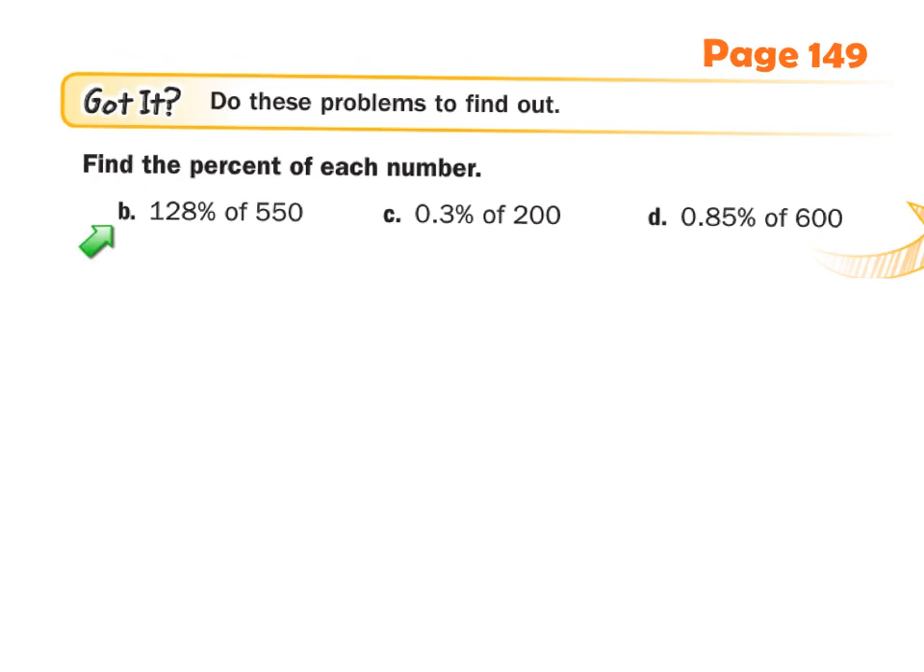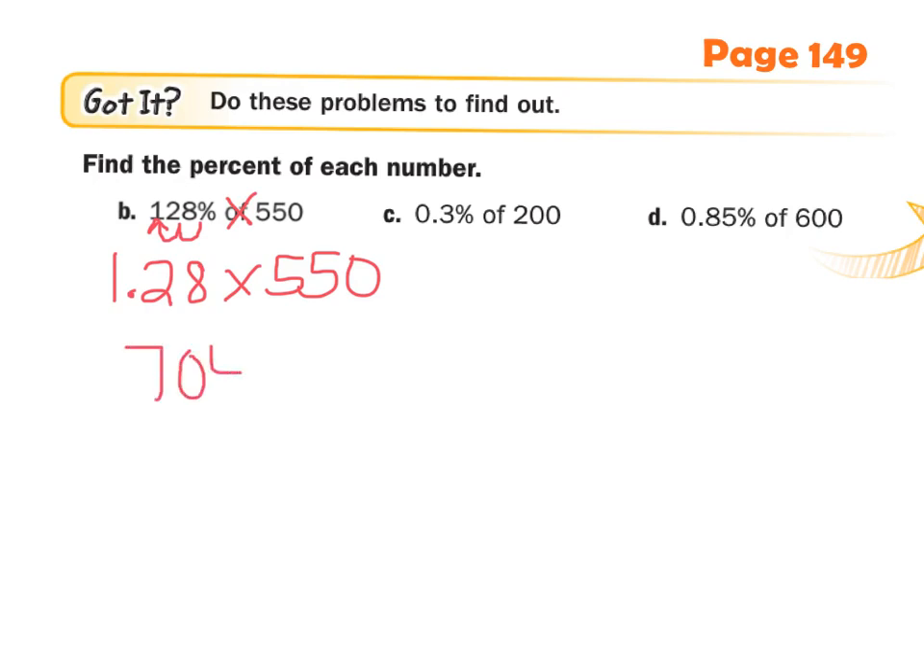I'm going to do letter B, the first one, with you right now, and then I'm going to have you pause the video and try C and D on your own. So anywhere I see of, that's times. I'm going to change my percent to a decimal, 1.28 times 550. And using my calculator, 1.28 times 550 is 704. Okay, pause the video, you try letter C and D, and then start the video again and check to see that you got the correct answers.